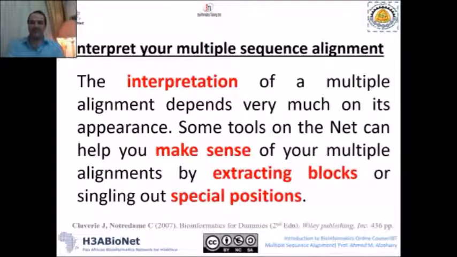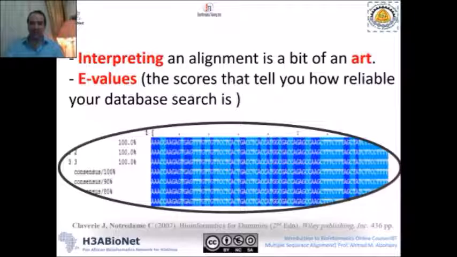Interpretation means that you have to make sense of your multiple sequence alignment. This means that you have to extract blocks which are meaningful and see some special positions in your alignment. Of course, interpretation is a little bit of art, so it needs all your information in biology and computer science to try to interpret your multiple sequence alignment in the right way.